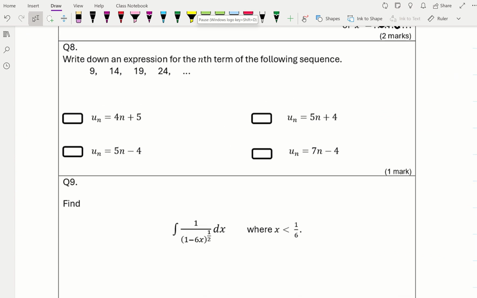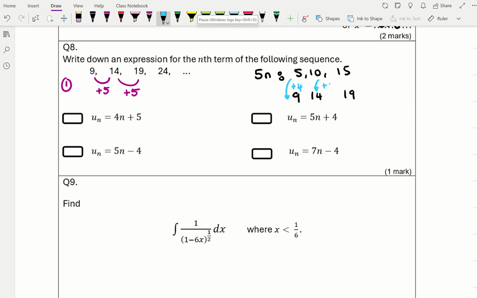This says write down an expression for the nth term of the following sequences. The easiest thing to do is to find first the common difference, and the common difference is plus 5. And so we start with 5n, the 5 times table, 5, 10, 15. And we compare it to our actual sequence. How do I go from the 5 times table to my sequence? Well, I'm adding 4. So my nth term formula is 5n add 4, which is this one.